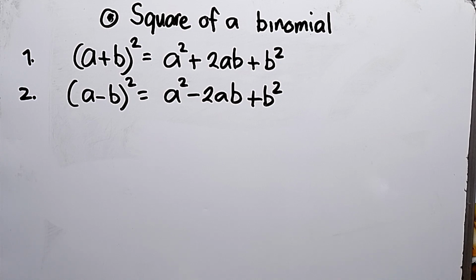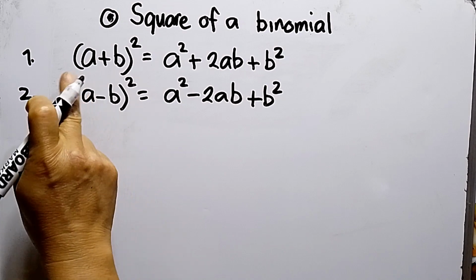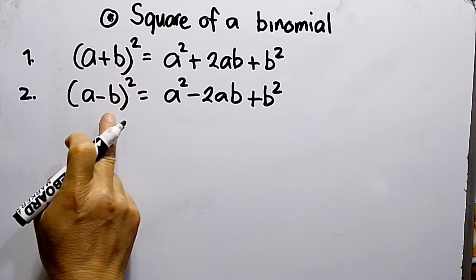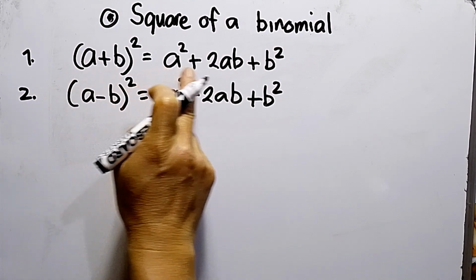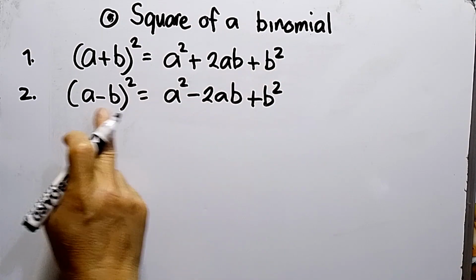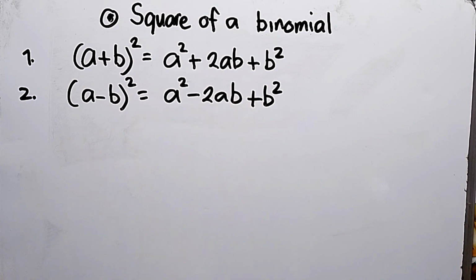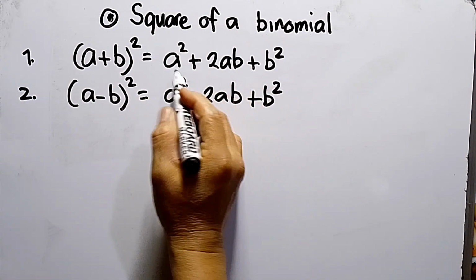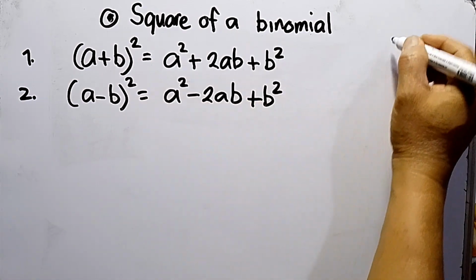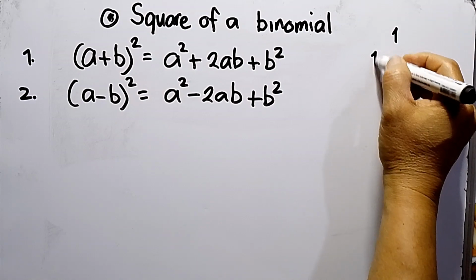So this math is intended for grade 7 students. I have here sum and then difference. If it is a sum, the signs are all positive. If it is a difference, the signs alternate: positive, negative, positive. I will give you the coefficients 1, 2, and 1 based on Pascal's triangle.